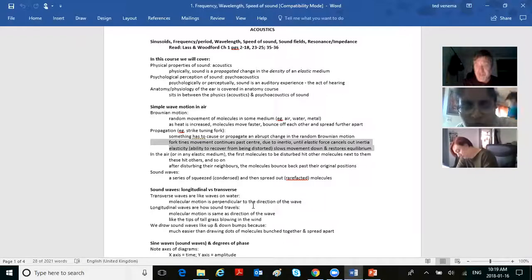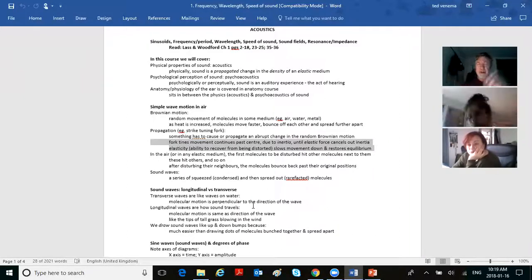Mass and stiffness determine the resonance of an object. Mass is sometimes called density. Mass equals density. Stiffness equals elasticity. Now you would think about that. Think, stiffness is elasticity? Elasticity? What the heck are you talking about, Ted? Elastics are rubber bands. They're not very stiff.